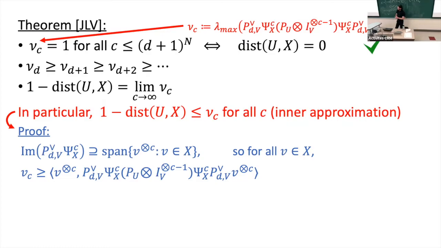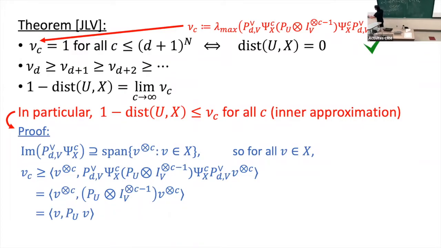Okay. So I'm going to pick a v in x and take the tensor with c. The new c is at least as big as this inner product. But now v tensor c goes right through this projection and psi because it's contained in the span. It's contained in the image.